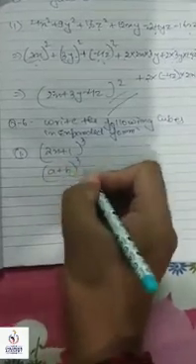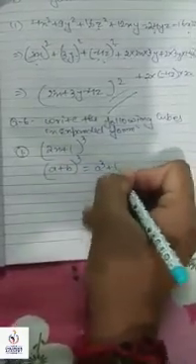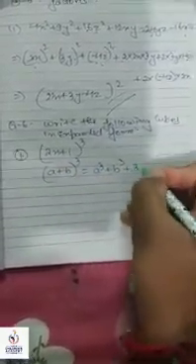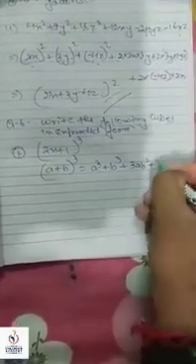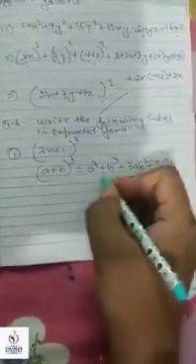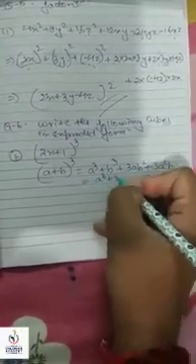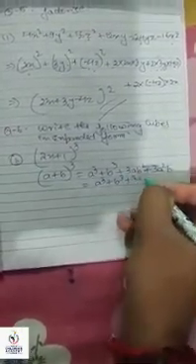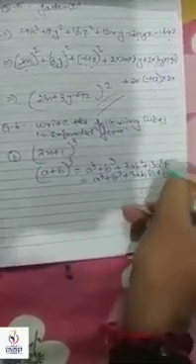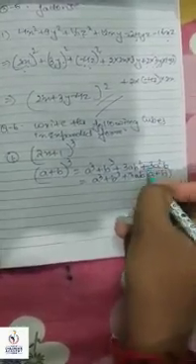So we know the cubic identity: (a + b) whole cube is equal to a cube plus b cube plus 3ab square plus 3a square b, or we can write this as a cube plus b cube plus 3ab into (a + b). This is the same thing. If you multiply this and open the bracket, you will get this one only.